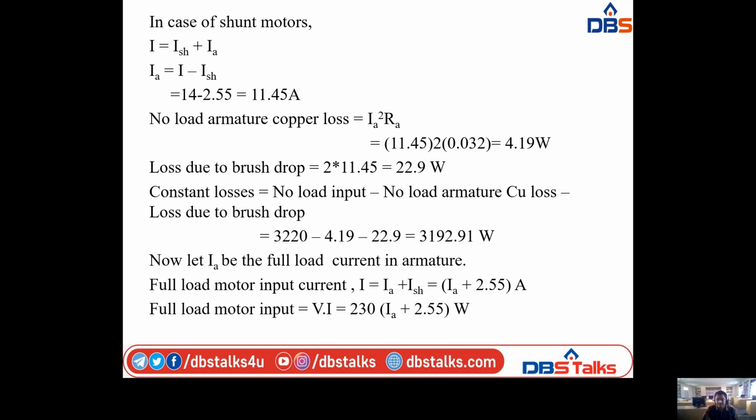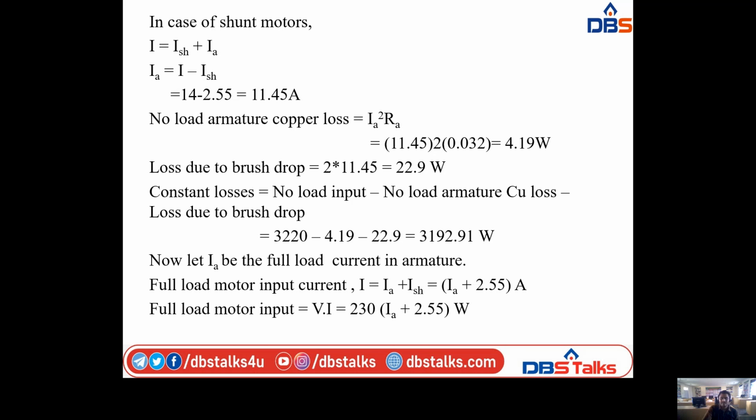Okay, so that's why I'm taking the no load armature current, that is 11.45. We have the 22.9 watts. And coming to constant losses, you know the formula to calculate the constant losses, that is equal to no load input power minus no load armature copper loss minus loss due to brush drop. In the previous problem they didn't mention the brush drop, but in this problem they mentioned brush drop. That's why I'm considering this brush drop.